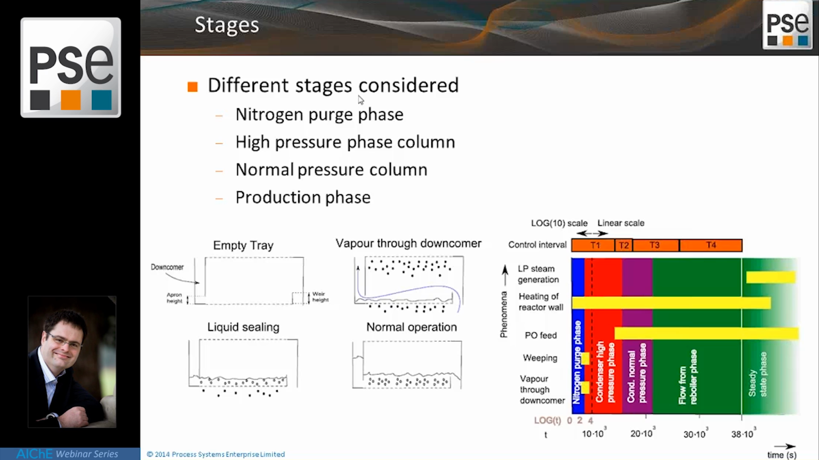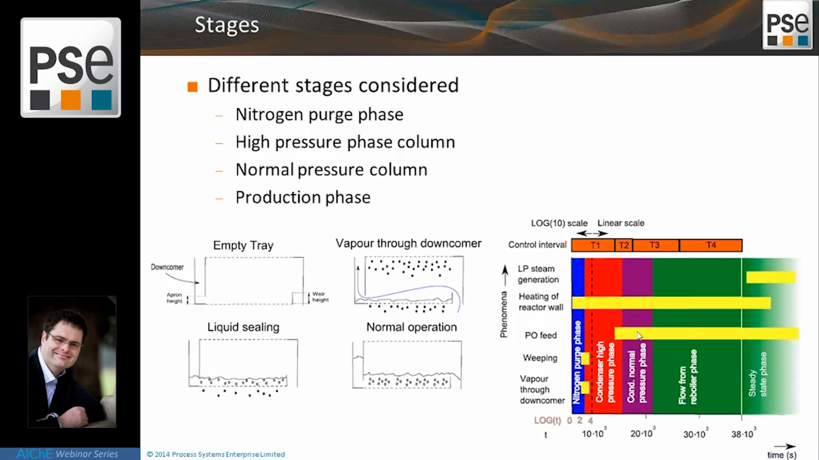I modeled this as 4 different phases, which are shown here. So we had the nitrogen purge phase in the beginning, and note this is a logarithmic scale here, because that's only very short compared to the whole startup time. And you would have things like vapor through the downcomer and weeping indicated by these yellow boxes. Then the column would be brought to high pressure to preheat the reactor, and obviously from this point on the heating of the reactor is happening.